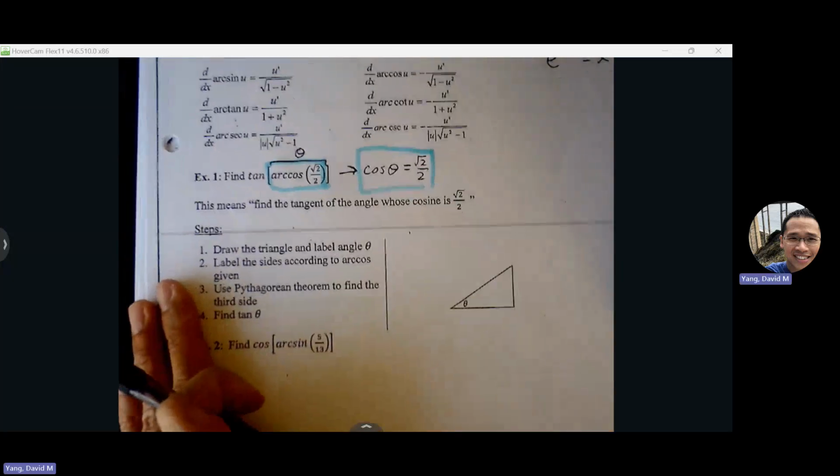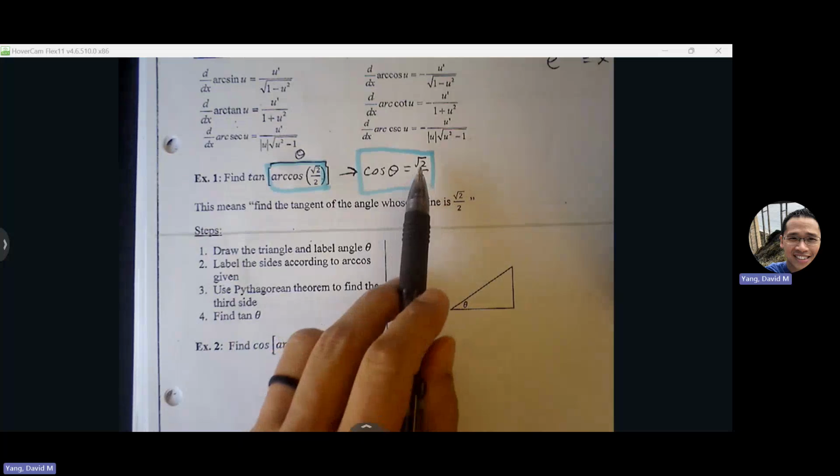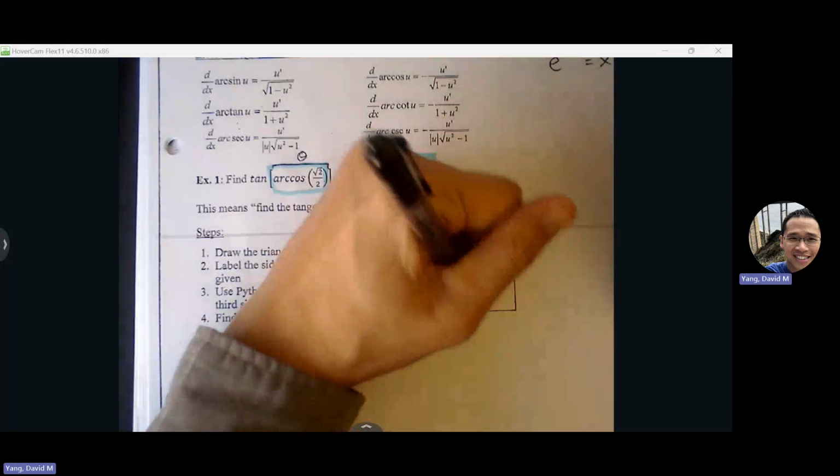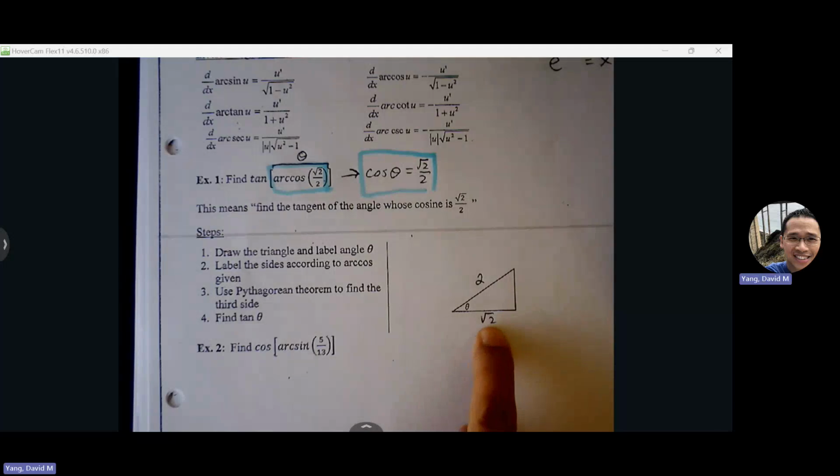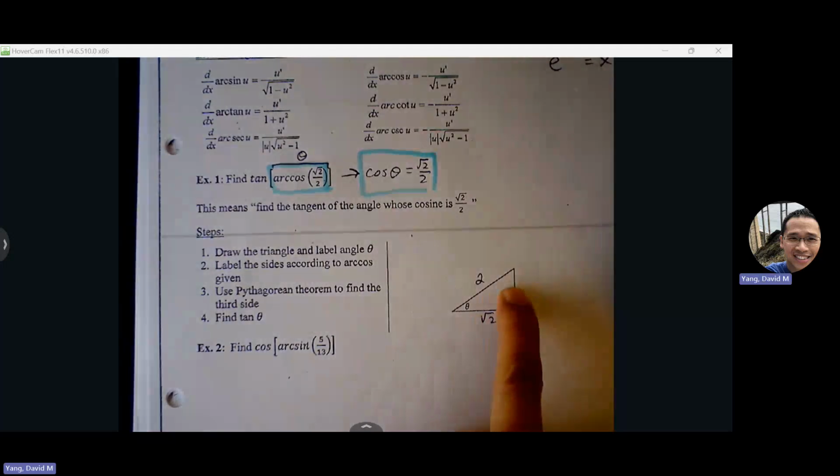So if cosine of theta is equal to root 2 over 2, we know cosine is adjacent over hypotenuse. So we can say adjacent over hypotenuse. I can use the Pythagorean theorem to figure out that third missing side: a squared plus b squared equals c squared.